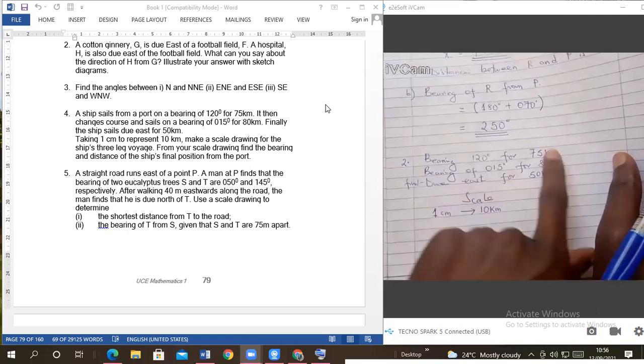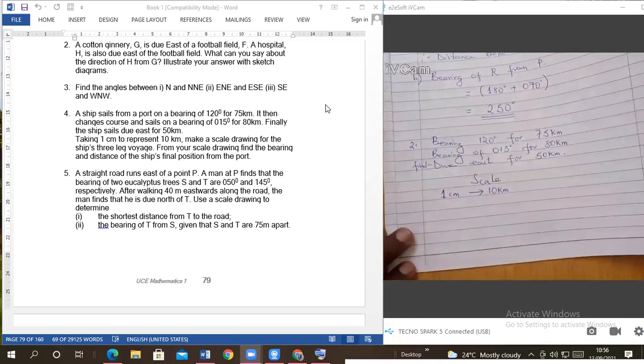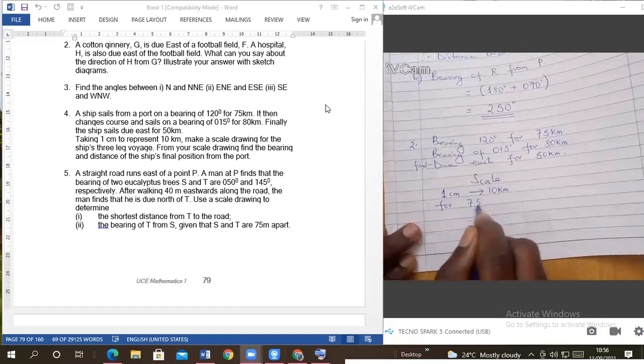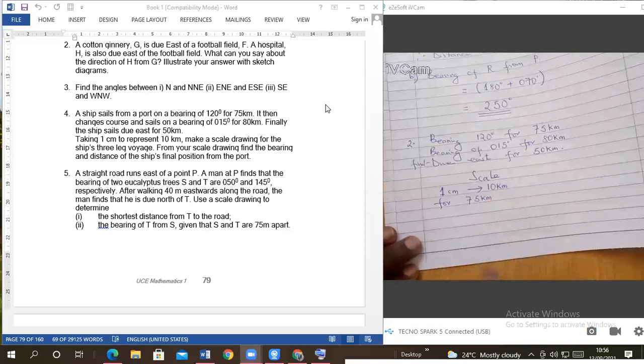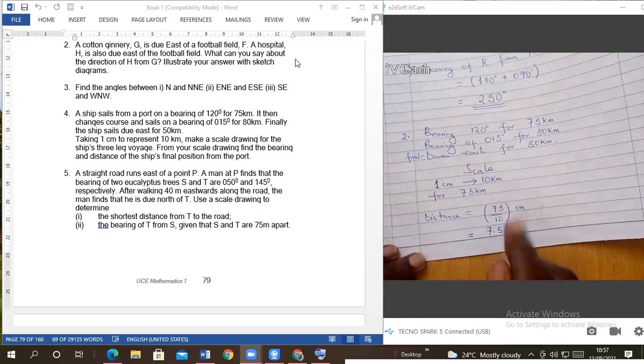Let's first convert all these using the scale. Let's start with 75 kilometers. For 75 kilometers, the distance will be 75 divided by 10, not so? Members, are we together? Yes. Which is 7.5 centimeters.